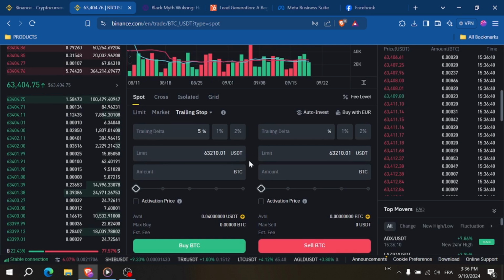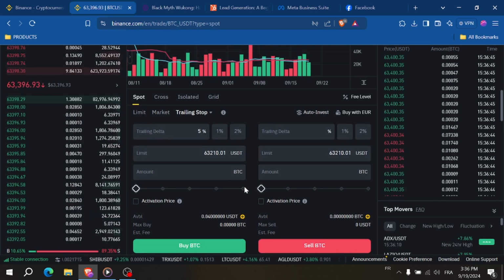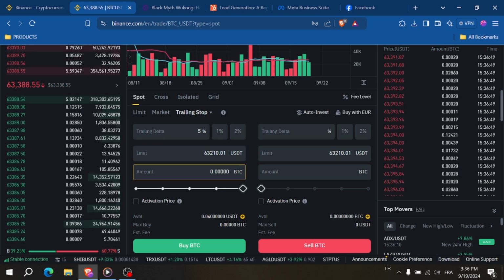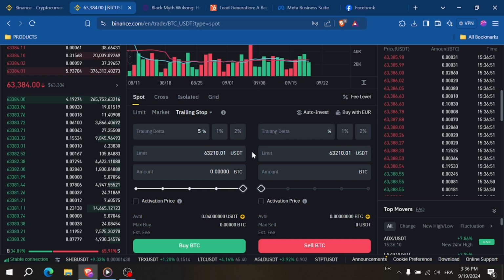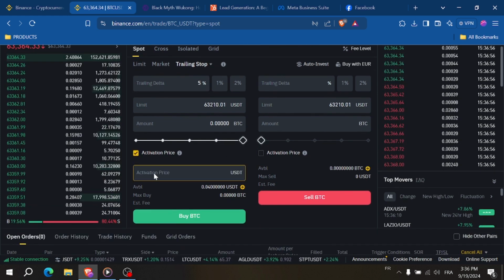Now, set the trailing stop percentage. For example, if you set a 5% trailing stop, Binance will automatically sell your asset if the price drops by 5% from its peak after you place the order. This ensures you lock in profits while giving the market some room to grow.